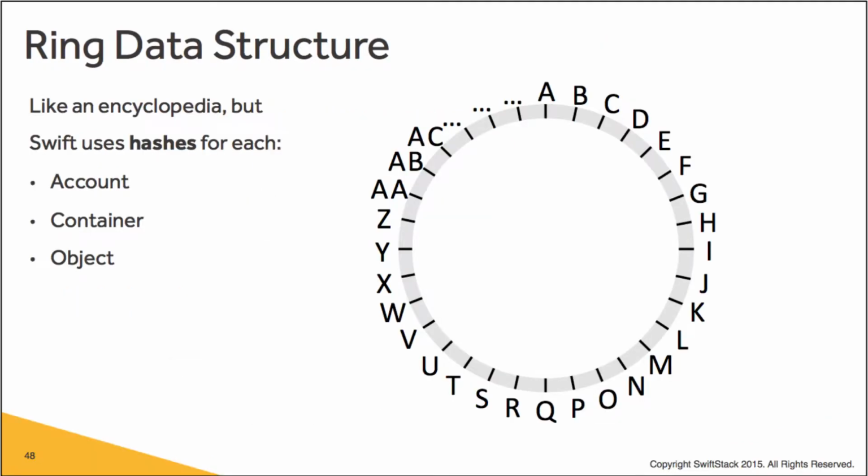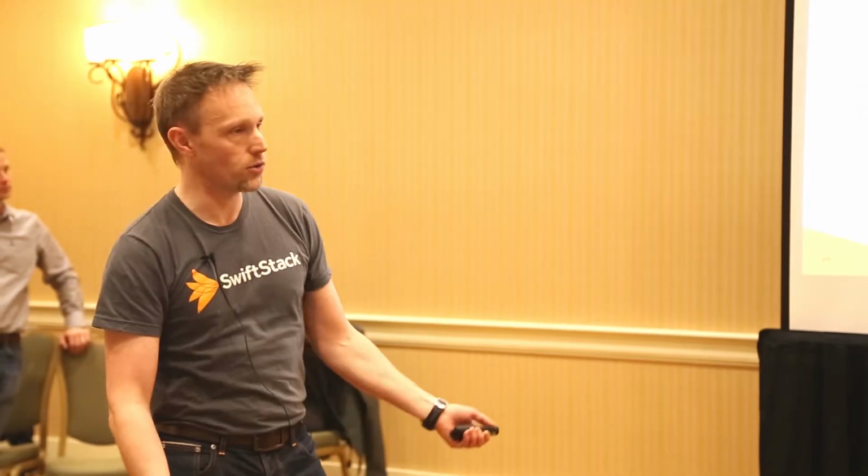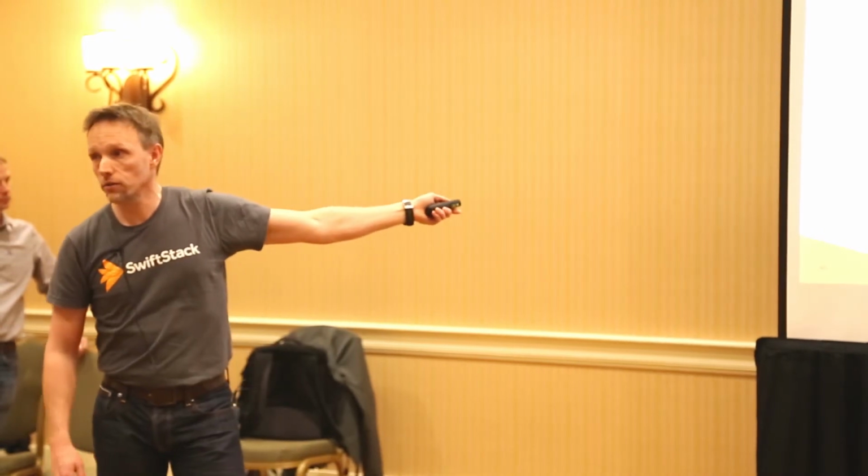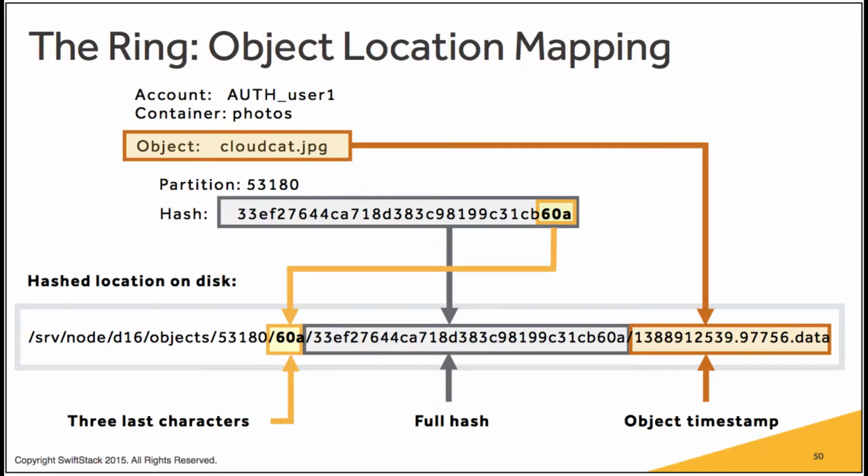So the ring data structure, it's really just kind of an encyclopedia. Like, what do you do if you have a bin 1 A, B, C, and you get the word ball? Well, you don't go to the A one, right? You go to the B one, and then you go from there. It's the same thing. It uses the same kind of idea, except you're going to run out of letters really fast, so we use hashes instead. Those hashes are used for account, container, and objects across the entire system. And so it's not terribly convenient for a human to read. But there are ways of fixing that.